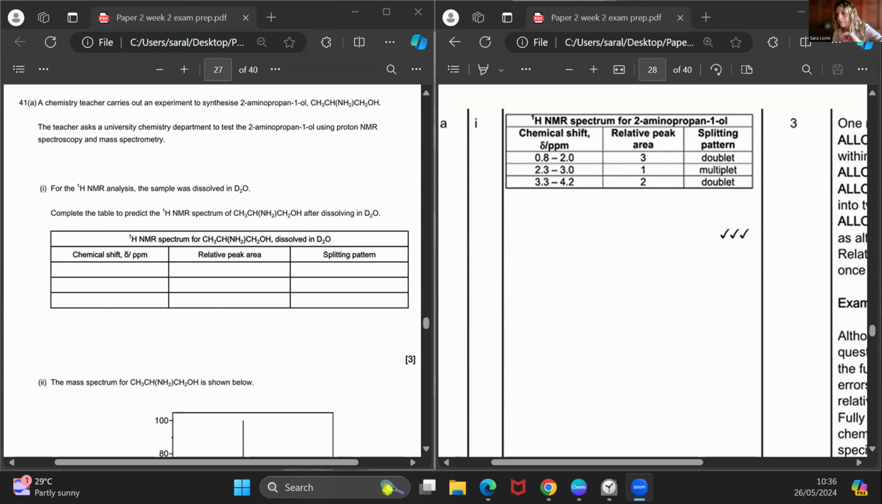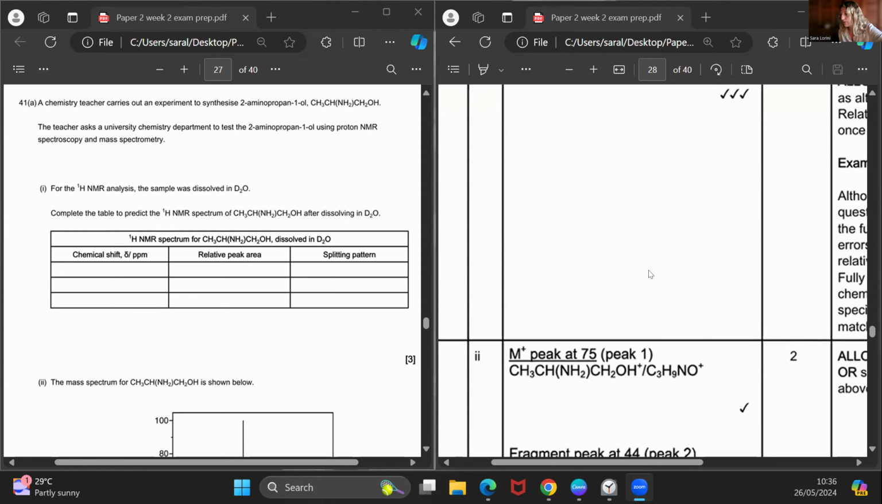This means that we have just these 3 peaks because we have at the end just the CH3, CH, and CH2. So this is the relative peak area. And then the chemical shift, of course, in this case, that's where you can use the data sheet to help. So hopefully you all got it right.